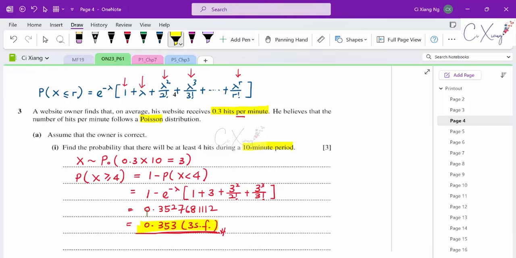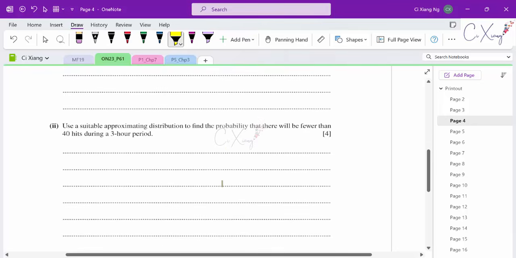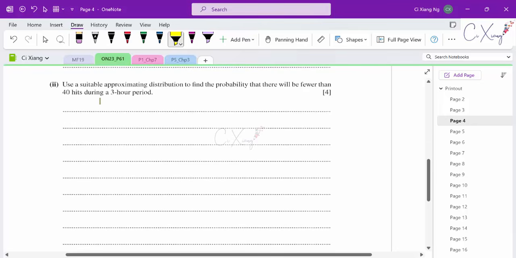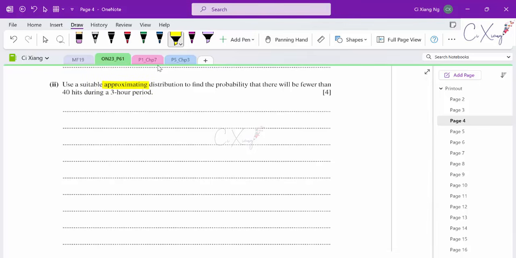Okay, let's continue to part number 2. Use a suitable approximation distribution. Highlight the keyword: approximating. Find the probability that there will be fewer than 40 hits during a 3-hour period. Now they already tell us a very obvious keyword, approximate distribution. That means you have to change Poisson to something else. Before we can do that, I need to know the lambda, or the mean, for 3 hours.